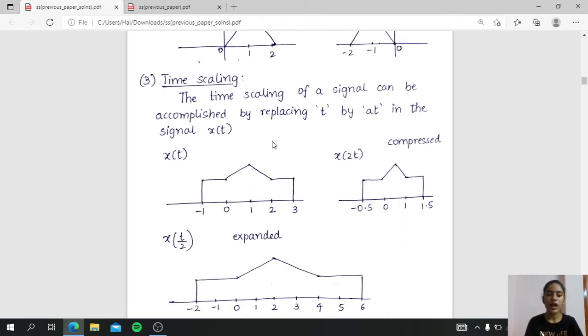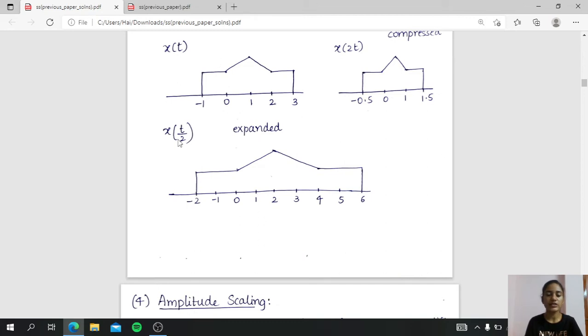Coming to the time scaling, if you replace this t with at, then you'll get a time scaled signal. Here for x of t, you replace it with x of 2t. What happens here is you have minus 1 here, that is halved, minus 0.5, and 3 is halved to 1.5. That is, if you multiply t with 2, it is halved, that is, it is compressed. And if the same signal is multiplied by a factor of 1 by 2, then you'll have an expanded signal. That is, your minus 1 is doubled and 3 is doubled to 6.